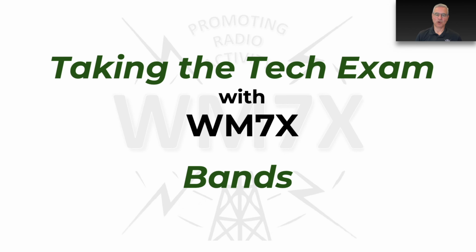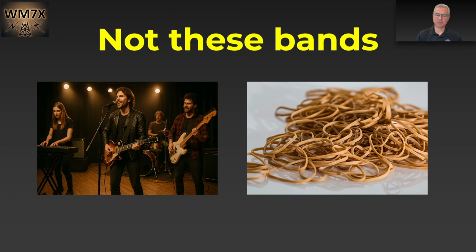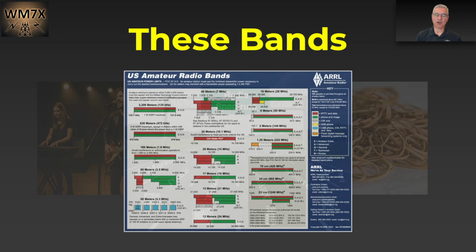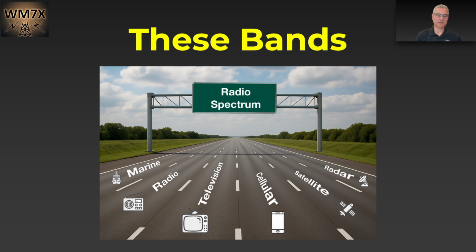And today we're going to be talking about bands, but not these kinds of bands, these kinds of bands. A band is just a range of frequencies that have similar uses or characteristics. And this chart, which I guarantee you're going to want to have, shows the amateur radio bands, the frequency ranges that we use. And they're just part of the overall radio spectrum.